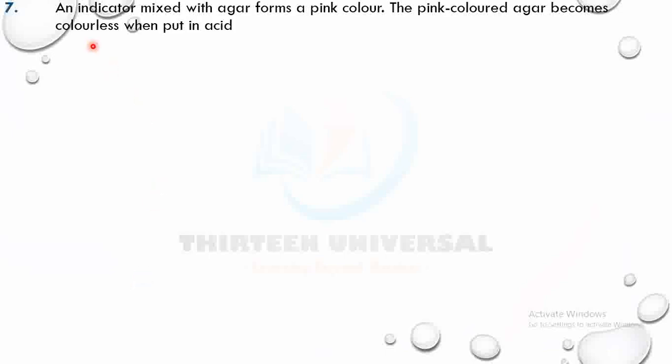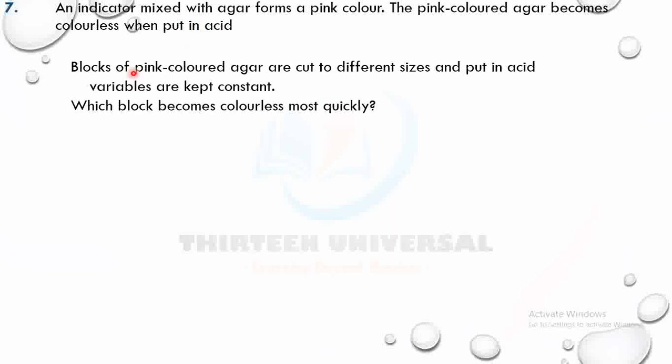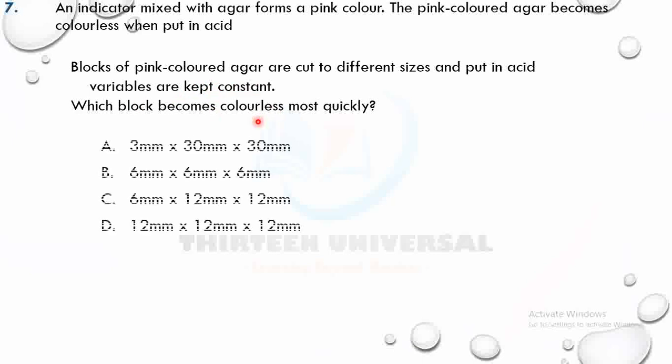There are a lot of questions like that. Look at number 7. An indicator mixed with agar forms a pink color, and the pink colored agar becomes colorless when put in acid. Blocks of pink colored agar are cut to different sizes and put in acid. Variables are kept constant. Which block becomes colorless most quickly? Look at it, guys. These questions come out every year. So let's solve the question.